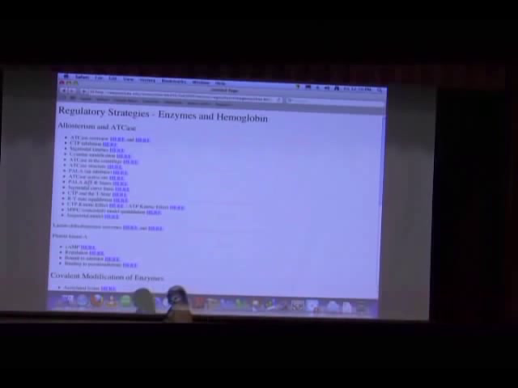Okay? ATCase is an enzyme that is very important for making nucleotides. Okay? Now this is a schematic representation of what ATCase catalyzes. ATCase, if you want the real name, stands for aspartate transcarbamoylase. That's kind of a mouthful, which is why people call it ATCase.